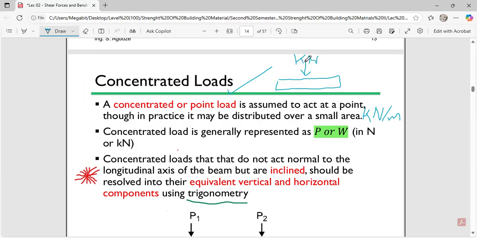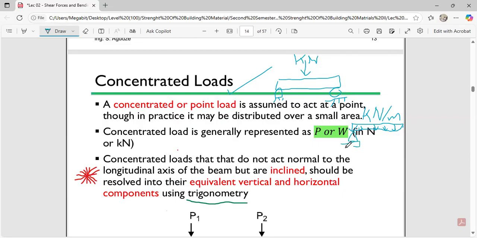But if this kilonewton, which is a point load over here, can be distributed, then when it's being distributed, it's going to become kilonewton per meter. So you realize that it could be a beam, and the load will be distributed all over the beam. In other words, before you proceed, you have to calculate the equivalent concentrated load.